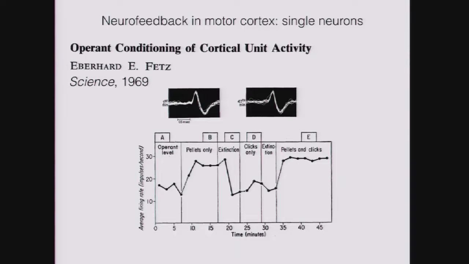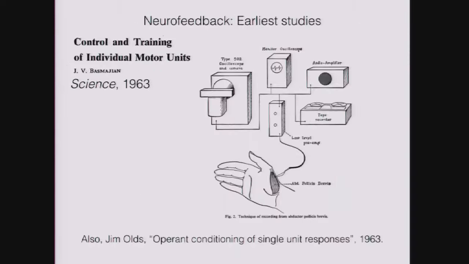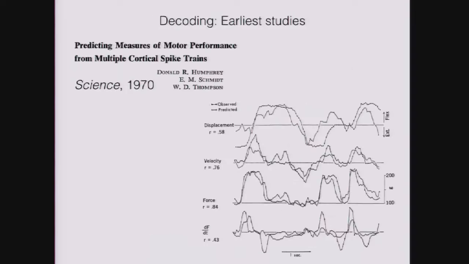Okay, Eb gives credence to an earlier study that took a very similar approach using individual motor units in a human. And Jim Olds apparently was doing it back in 1963, which is awesome. Okay, great. This is another early progenitor to our field. These are the papers that we look back on as having been the origin of at least invasive BCI approaches.